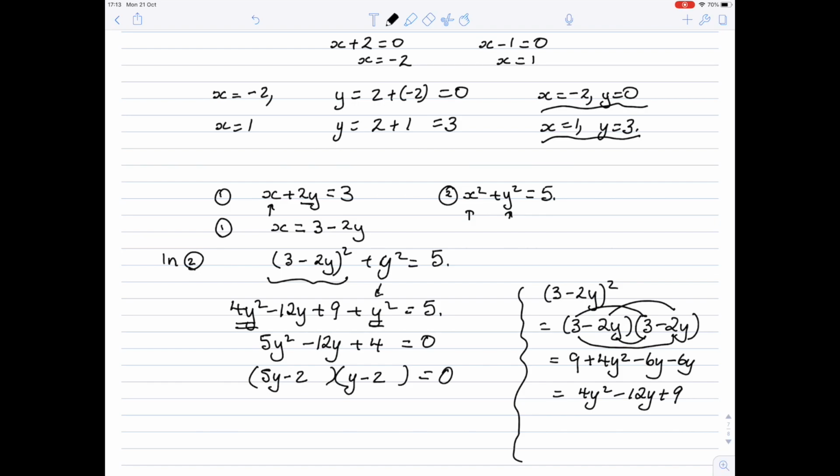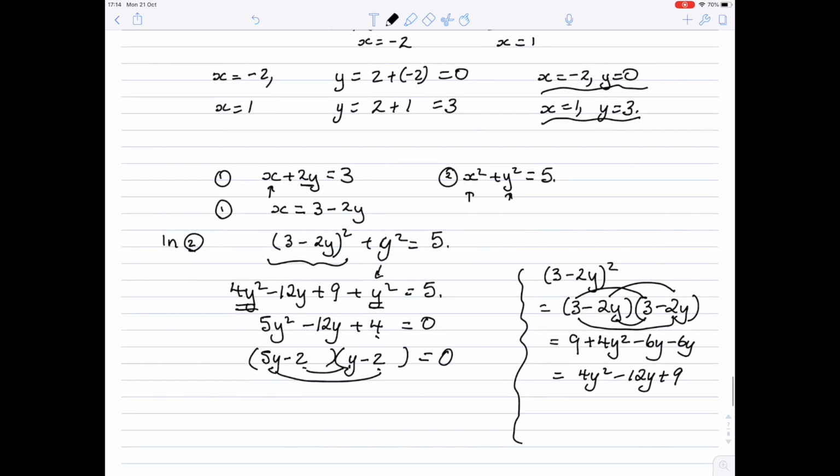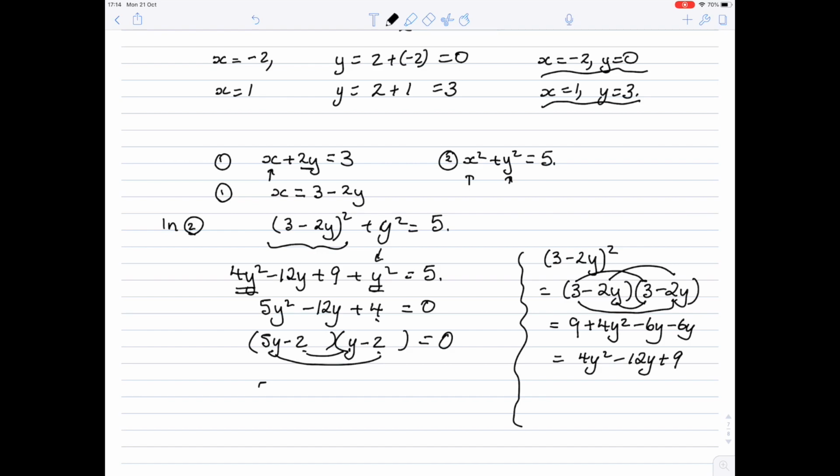There are several methods of doing that factorisation, which are dealt with in earlier videos. Just a quick check, 5y times y is 5y squared, minus 2 times minus 2 is plus 4, and then you have minus 10y and minus 2y is minus 12y. So our two values of y, either 5y minus 2 equals 0, which means that y is equal to 2/5, or y minus 2 equals 0, which means y is equal to 2.